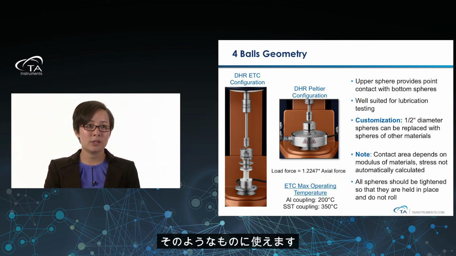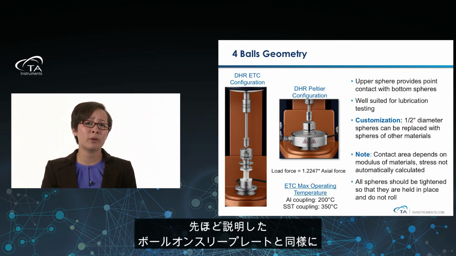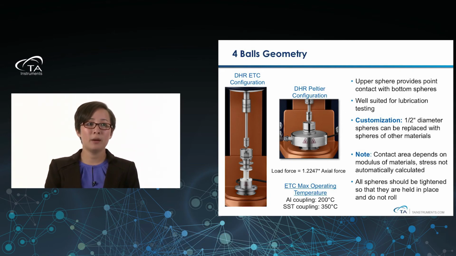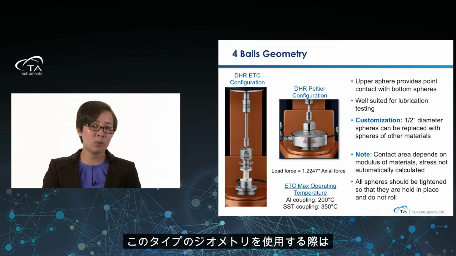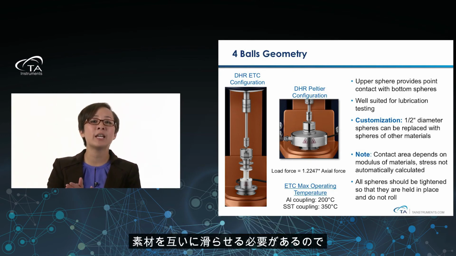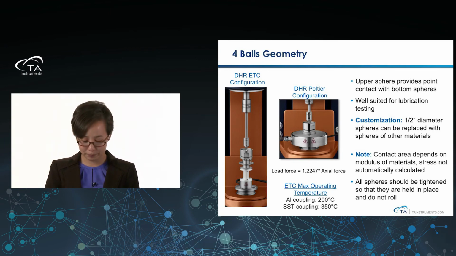So there's that. The way that you would customize this geometry is simply by replacing those 1/2-inch diameter spheres with other spheres, very similar to what I just spoke about on the ball on 3 plates geometry. Again, it is important to mention when using this specific geometry, all of the spheres should be tightened so that they're held in place and don't roll. We just want these materials sliding past one another. We don't want them to be rolling necessarily as well.